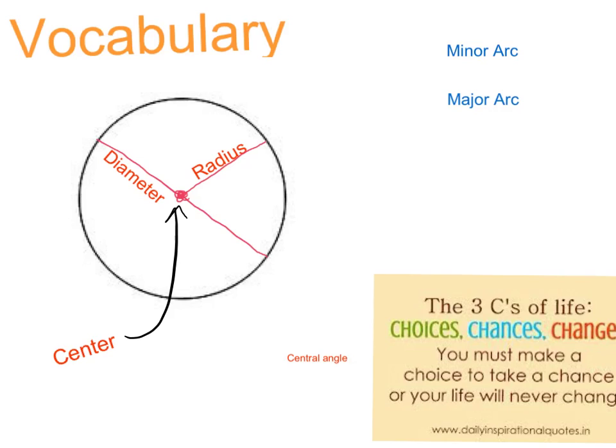And now a central angle is related to the center. So a central angle is an angle whose vertex is at the center. So I'm going to label this A, B, and C. So angle ABC, this angle right here, is a central angle because its vertex is on the center B. So I'm just going to call this a central angle. Okay? Now let's start labeling some arcs.